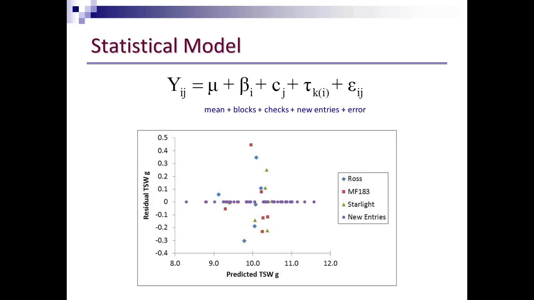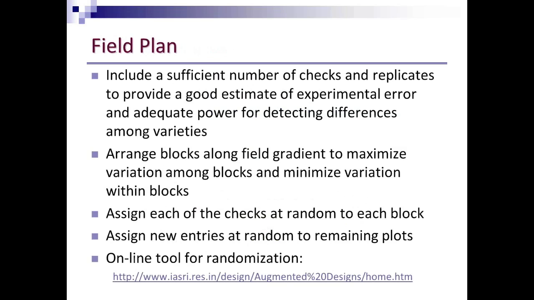And essentially what you're doing here is, the estimate of error you're getting would be the same if you didn't include the new entries at all. You're essentially doing a design on the check entries and then using the information there to adjust for the block effects and adjust the values of your new entries.